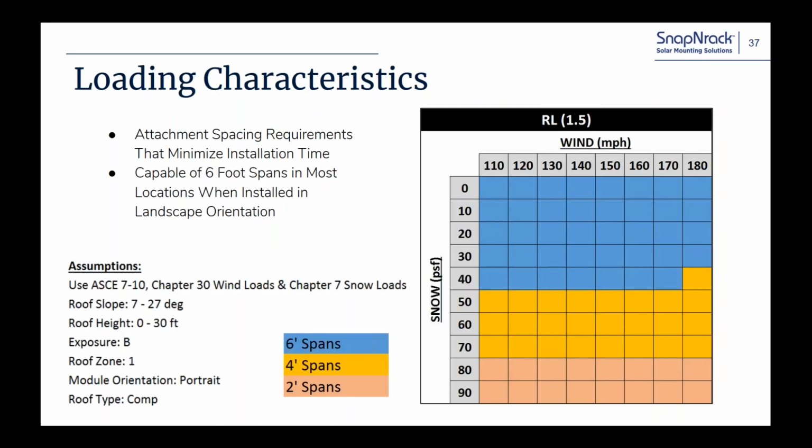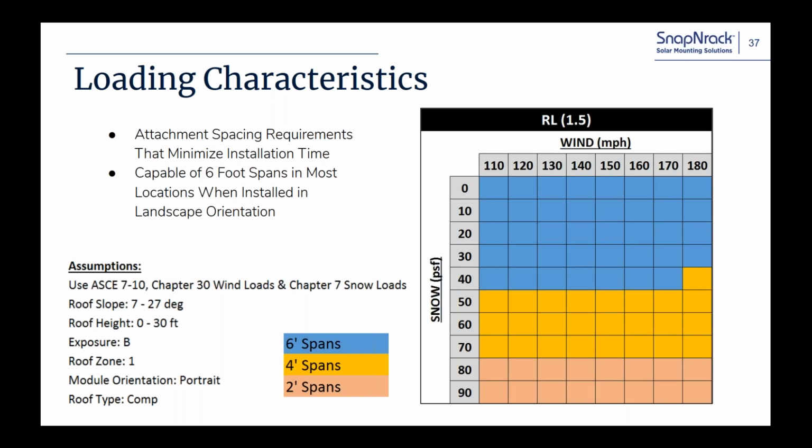So this is a basic chart of loading characteristics. But for the most part, in 90% of the systems out there, you would typically be at a 6-foot attachment spacing if you're installing in landscape. You can see here we've got a 40-pound snow load and 180 mile an hour winds, and that's if you're installing in landscape with most modules. That's kind of where you'd be at 6 feet, and you can see that that covers most areas.